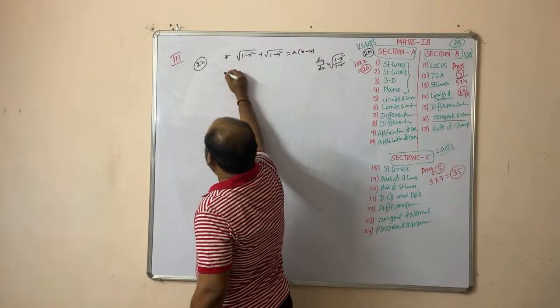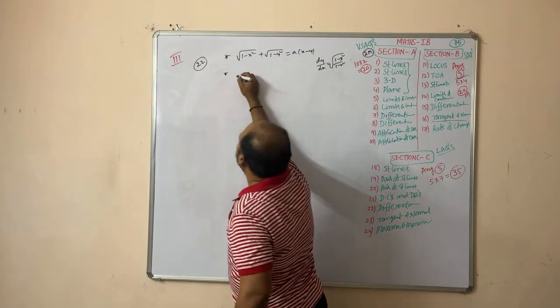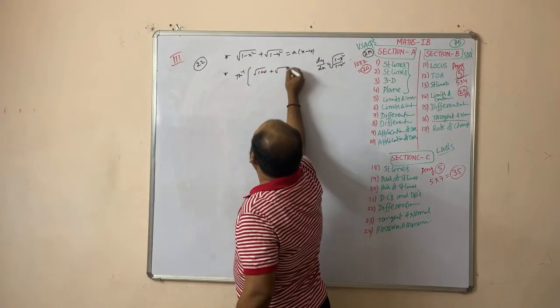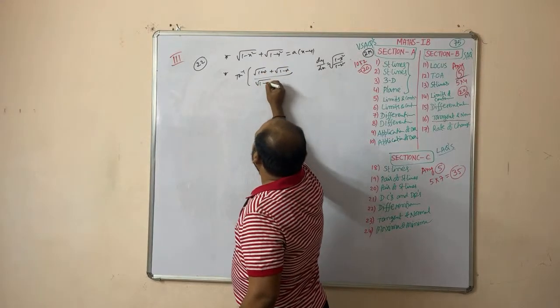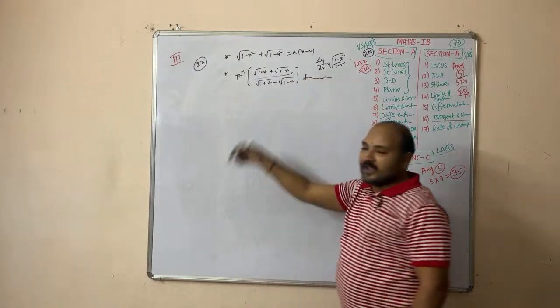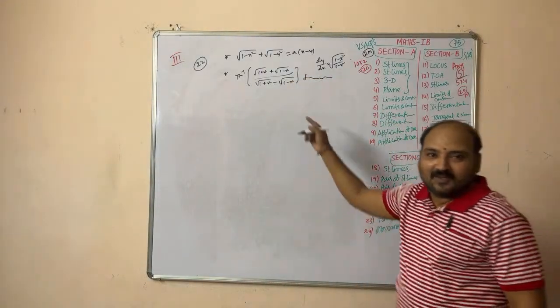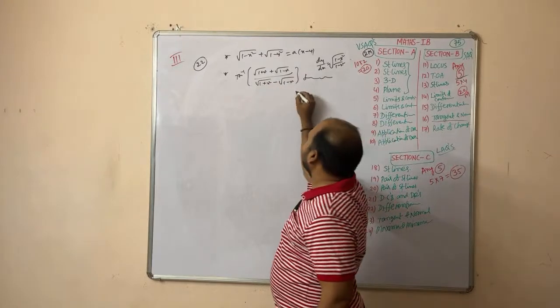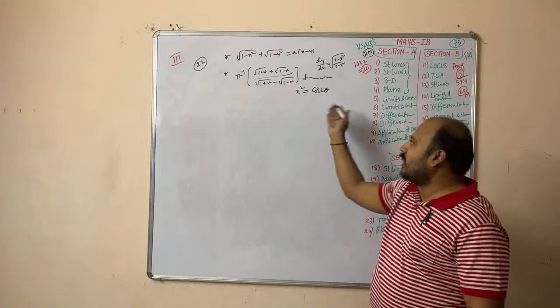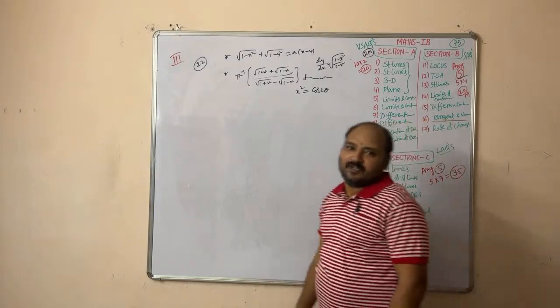After that, substitution method of differentiation: tan inverse of (root of 1 plus x square plus root of 1 minus x square) by (root of 1 plus x square minus root of 1 minus x square). Then find dy by dx. This is also a substitution method. Put x square equal to cos 2 theta. So you can apply and proceed, dear students.